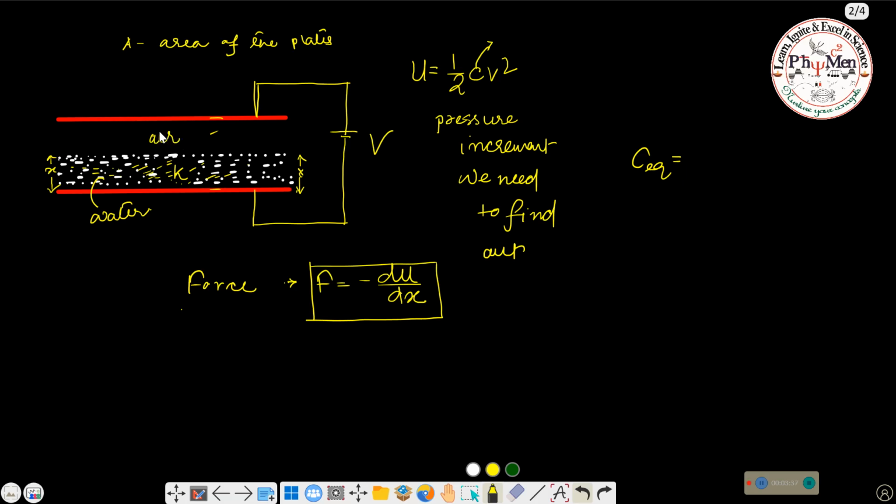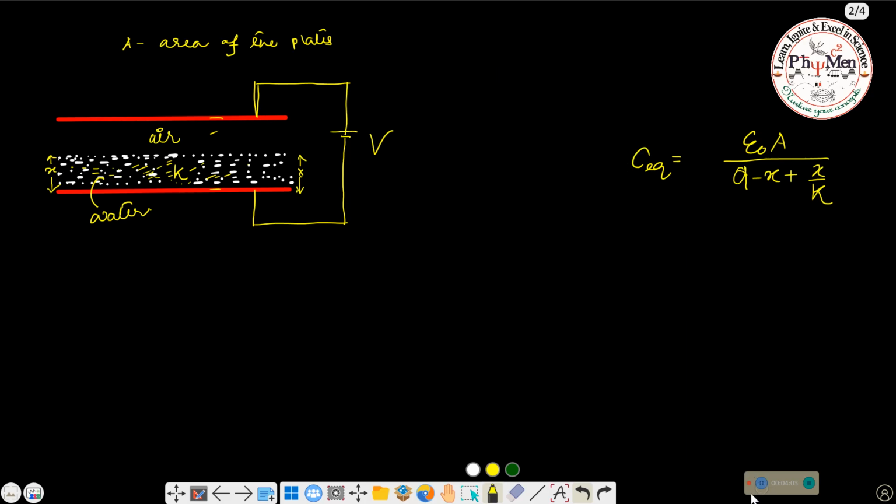So we need to find out the equivalent capacitance, and as we know, the equivalent capacitance we can find out by using the formula epsilon naught A by d minus x plus x by K. I will tell you how this formula comes. How did this formula come?